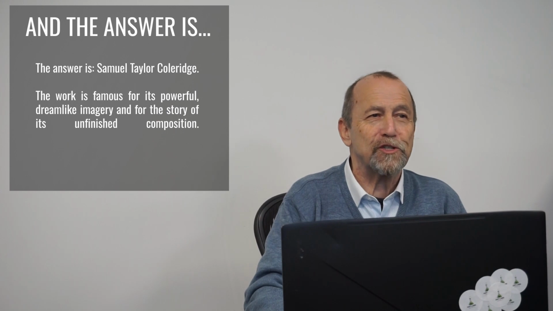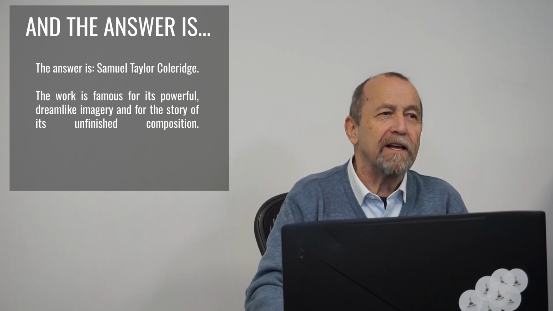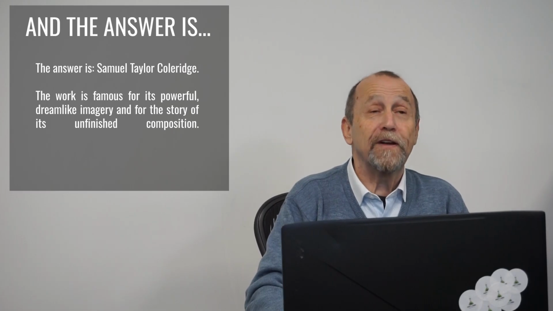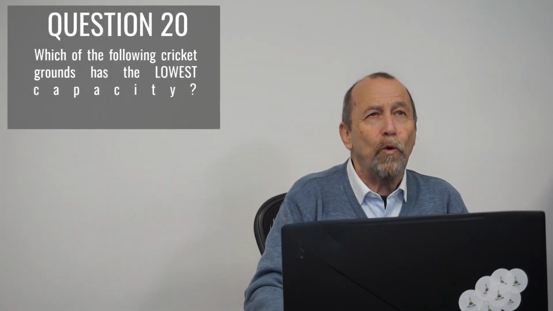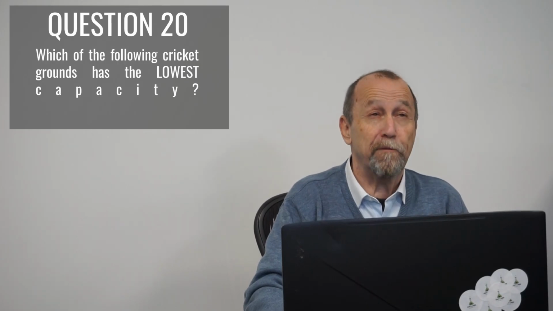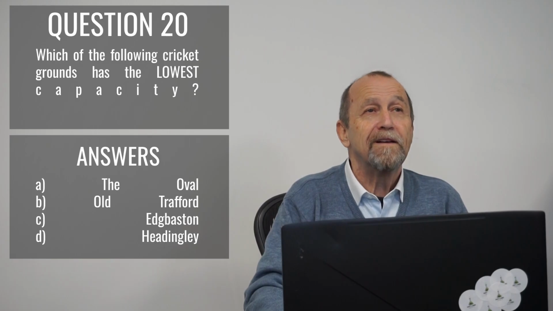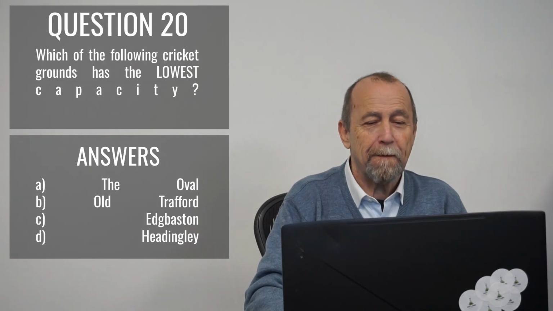And the answer is Samuel Taylor Coleridge, famous for its powerful dreamlike imagery and the story of its unfinished composition. And the final question, question number 20: which of the following cricket grounds has the lowest capacity? Is it the Oval, Old Trafford, Edgbaston, or Headingley?